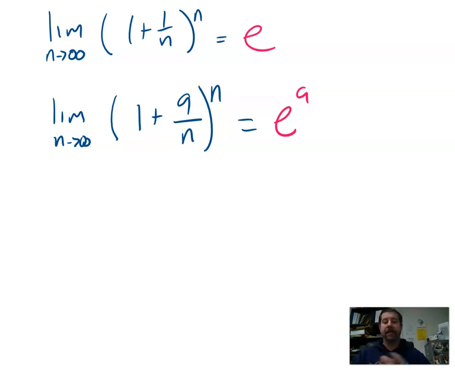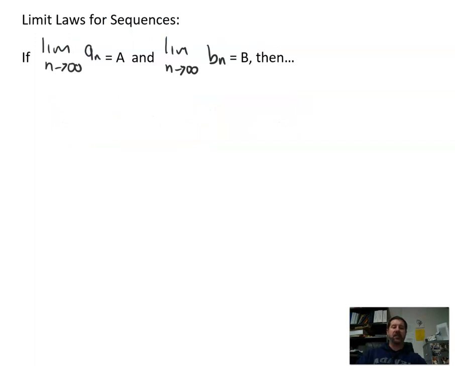All right, a little more groundwork we've got to set here. We need to talk about some limit laws for sequences. If the limit as n goes to infinity of some sequence a sub n equals a, and the limit as n goes to infinity of b sub n equals b, then we're going to know some rules. And because these limits for sequences are based off of actual limits, a lot of our limit rules apply here. You'll see what I mean in one sec.